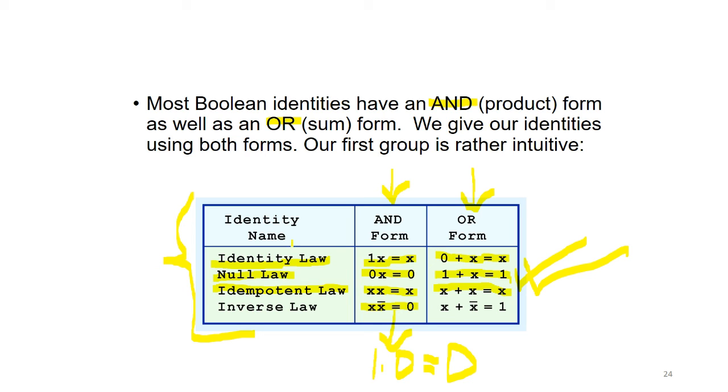Yes, of course. What about taking x as 0? In that case, x bar will be 1. So 0 multiplied with 1 gives us a value of 0 here. What about this? x plus x bar.